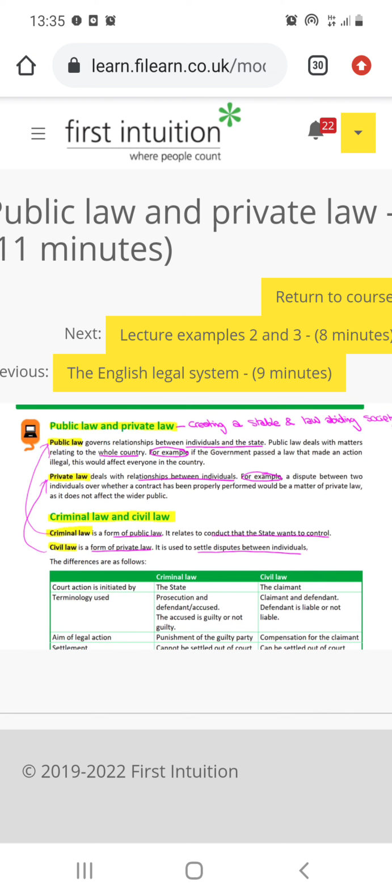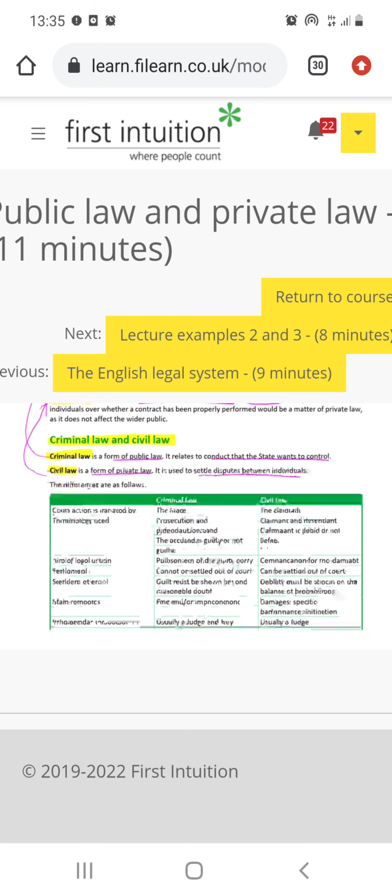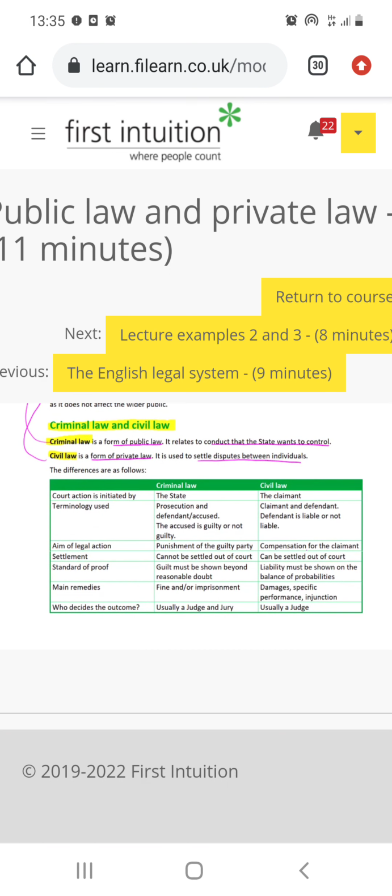Here we have a great table highlighting the key differences. With civil law over on the right hand side, remember this is private law. And this is where there are differences and disputes between people.